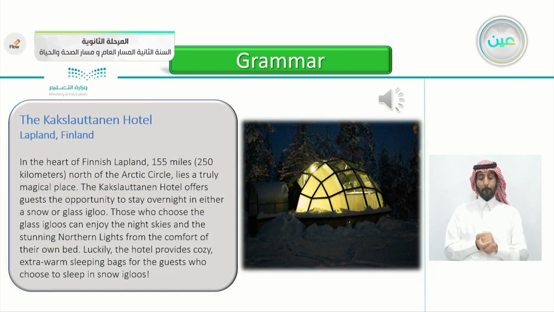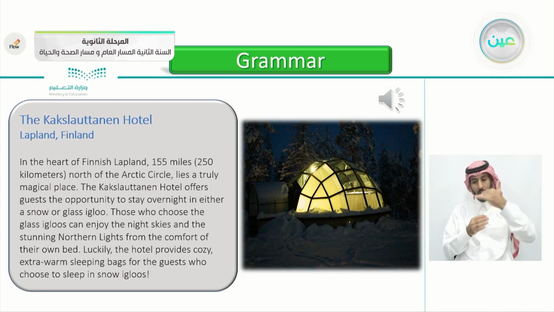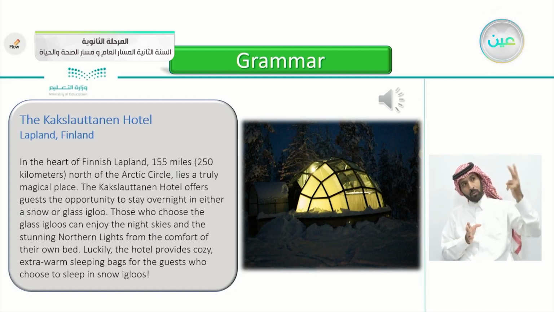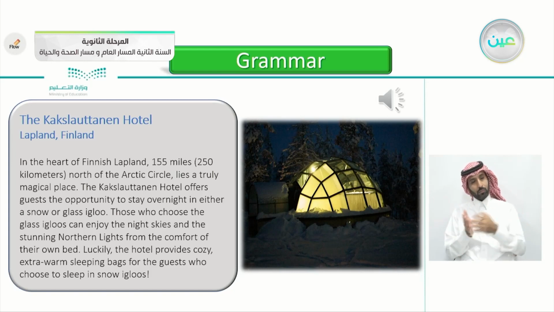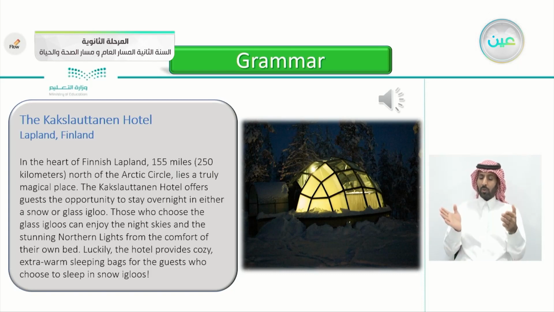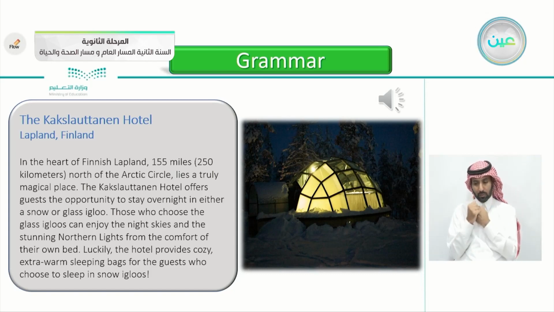The Kakslotinen Hotel, Lapland, Finland. In the heart of Finnish Lapland, 155 miles, 250 kilometers, north of the Arctic Circle, lies a truly magical place. The Kakslotinen Hotel offers guests the opportunity to stay overnight in either a snow or glass igloo. Those who choose the glass igloos can enjoy the night skies and the stunning northern lights from the comfort of their own bed. Luckily, the hotel provides cozy, extra warm sleeping bags for the guests who choose to sleep in snow igloos.